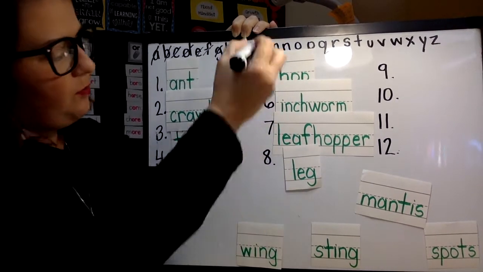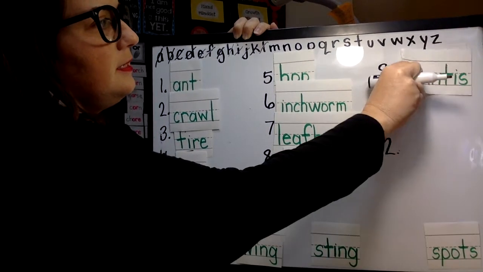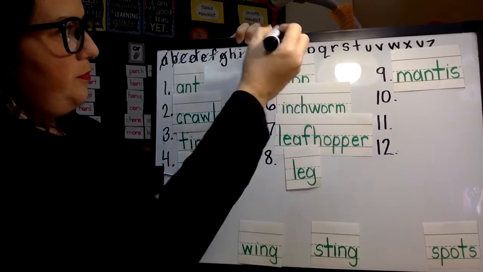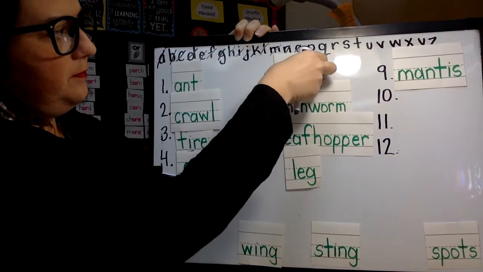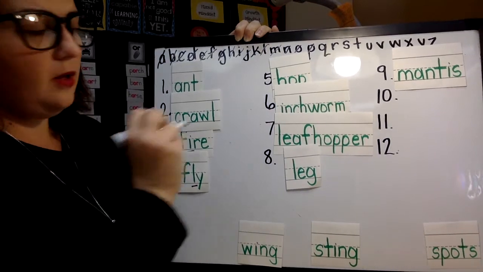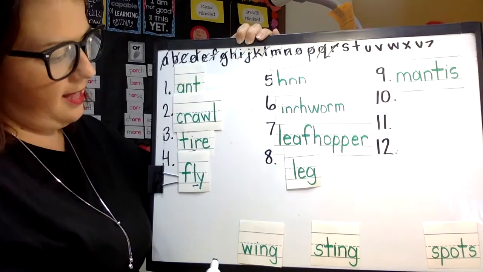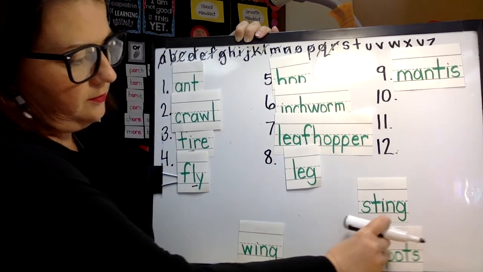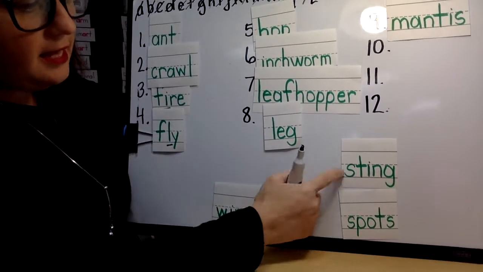We're through with L. What about M? Yep, there's mantis. So we're through with M. N? Nope. O? Nope. P? Nope. Q? Nope. R? Nope. S? Oh, yes, we do have two S words. So let's look at them. We have sting and spots.